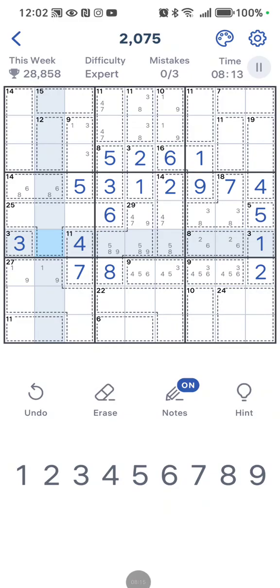I know. So 1, 2, 3, 4, 5, 6. So this is a 7. So what does that put up here?